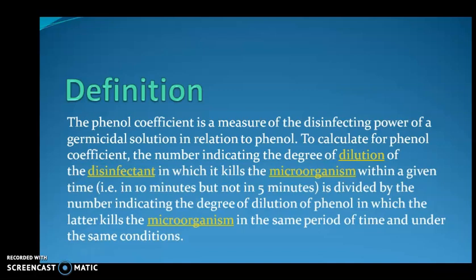Let's see the definition of phenol coefficient. The phenol coefficient is a measure of the disinfecting power of a germicidal solution in relation to phenol. To calculate the phenol coefficient, the number indicating the degree of dilution of the disinfectant in which it kills the microorganism within a given time, that is in 10 minutes but not in 5 minutes, is divided by the number indicating the degree of dilution of phenol in which the latter kills the microorganism in the same period of time and under the same conditions.